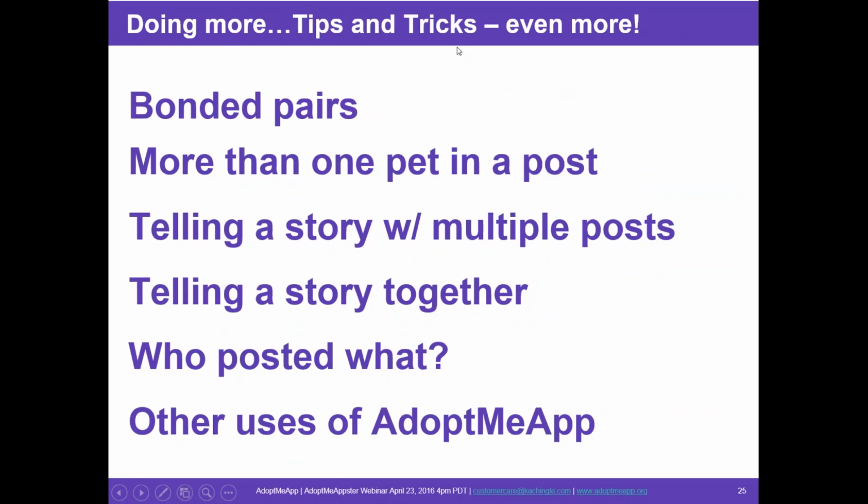There's even more, which we'll go into in the mini manual. How do you deal with bonded pairs? What about if there's more than one pet in a post? Telling a story with multiple posts, telling a story together. Who posted what? You can actually look and see exactly who made what post. Maybe you really like it and you want to know how they did it. And then there's even other uses of AdoptMeApp.